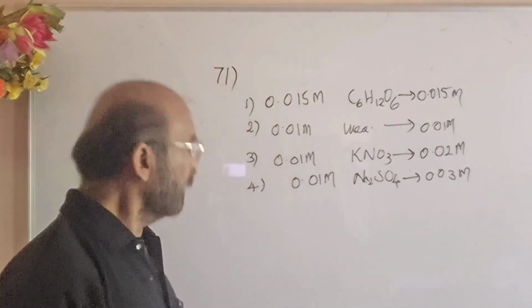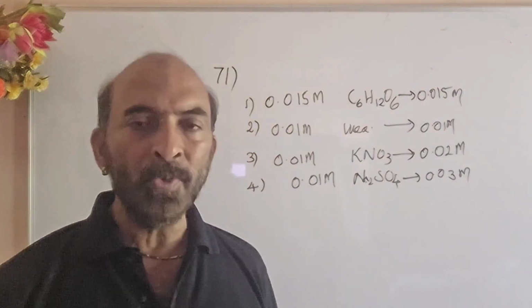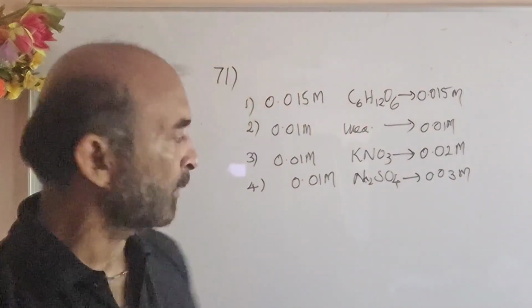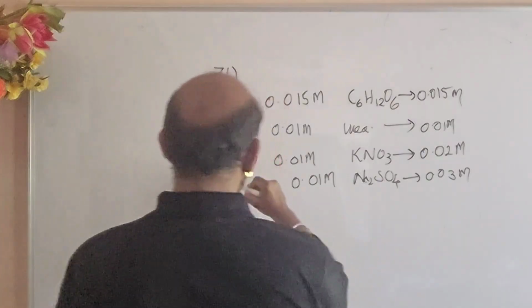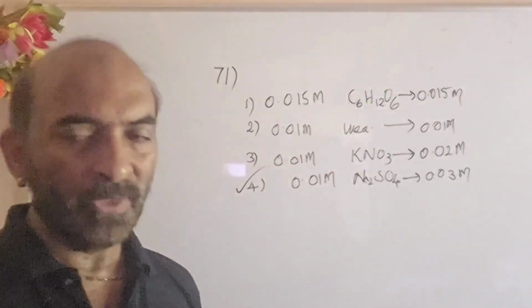Yeah. So we know greater the particle concentration, higher the elevation in boiling point, higher the boiling point. Higher the elevation in boiling point, higher the boiling point. So doubtless it will be 4 with the highest boiling point here, isn't it? So simple, comparatively simple question.